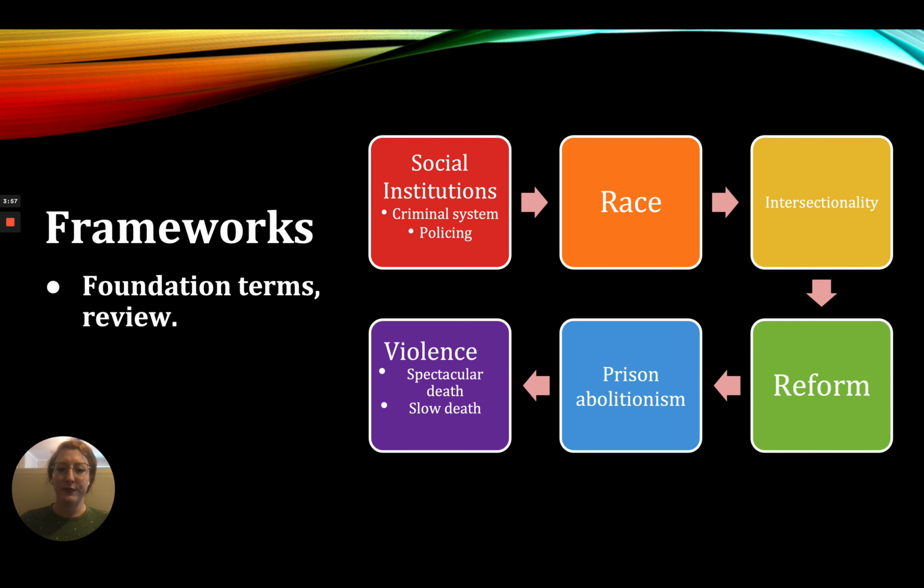Okay. So I want to talk about some frameworks, especially because a lot of the ways in which I frame this lecture for all my classes is I talk about and build upon a lot of things we've already covered this semester. So the first thing is social institutions. Recall from week 2, I provided that sociological definition, how social institutions are things that sort of organize our everyday lives, things like family, education, politics, things like that. Now, we can also think about the criminal system and policing as a social institution.